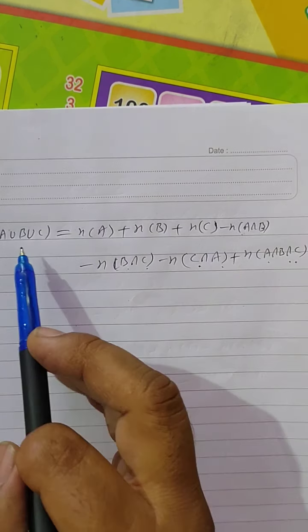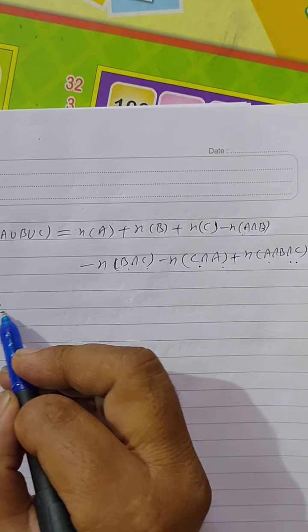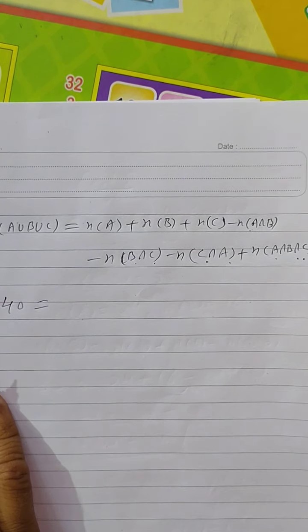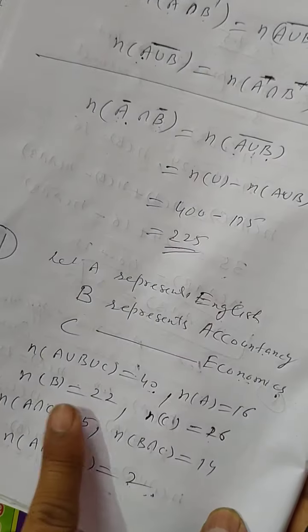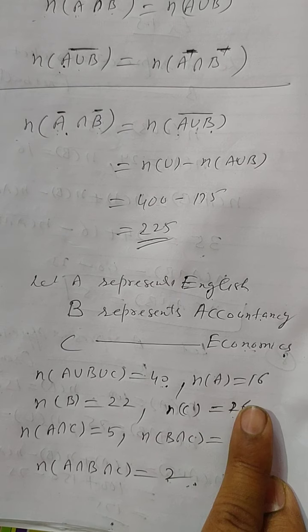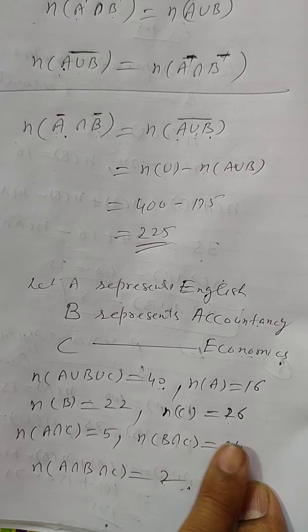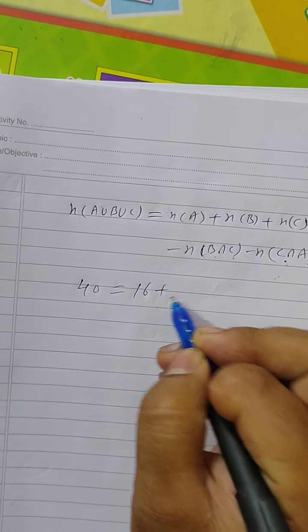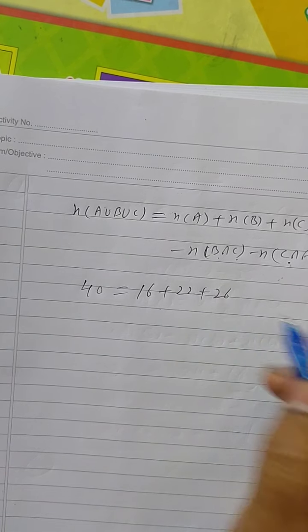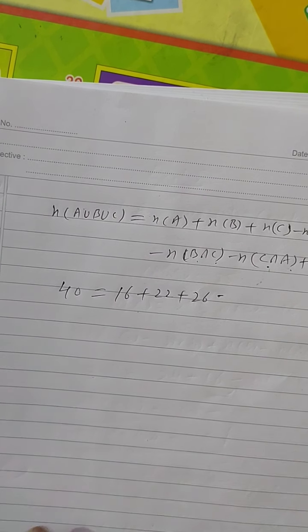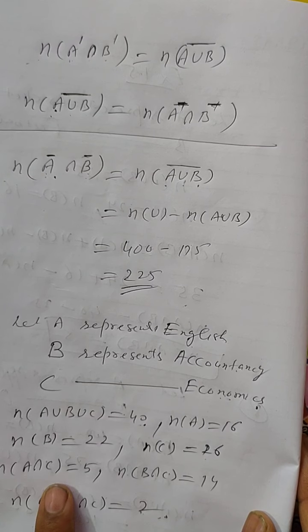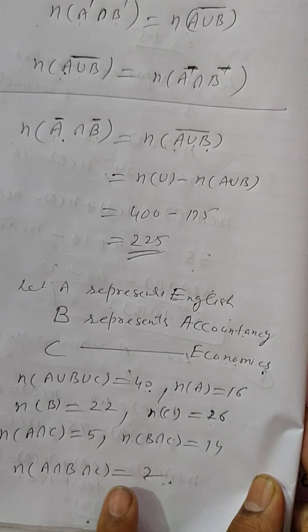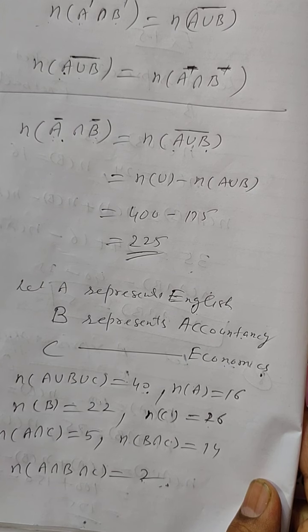Now put the values. Earlier also when we put the values, it was 40, this 40. n of A was 16, n of B 22, n of C 26. So 16, this is 22, this is 26, minus n of A intersection B. We are not having A intersection B. We are having A intersection C and B intersection C. So we are not having A intersection B, that we need to find.